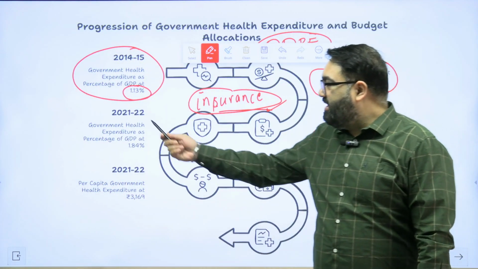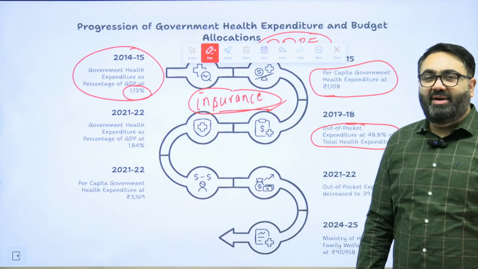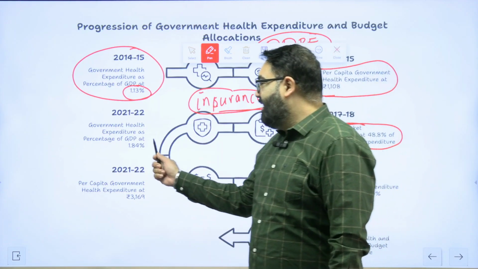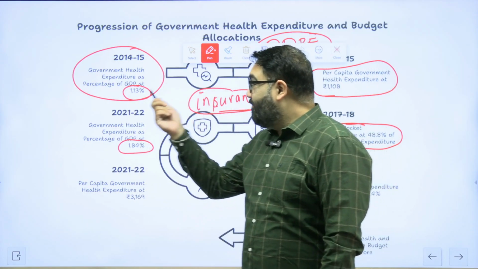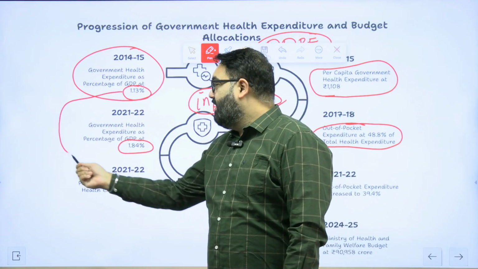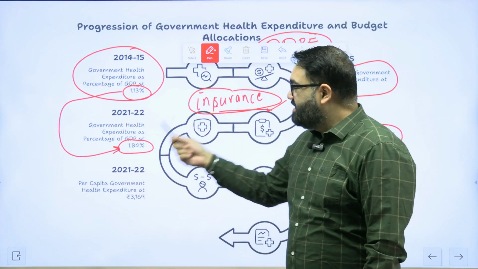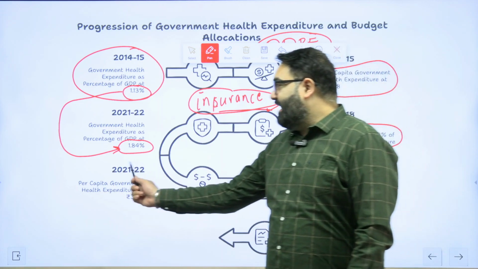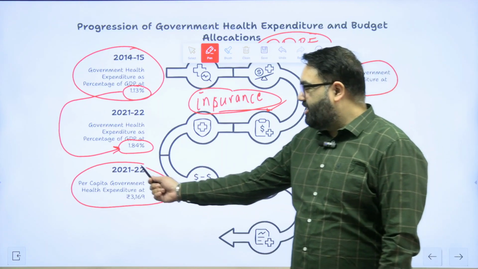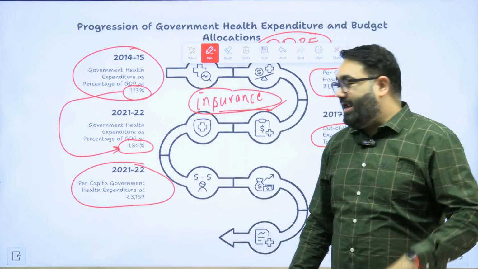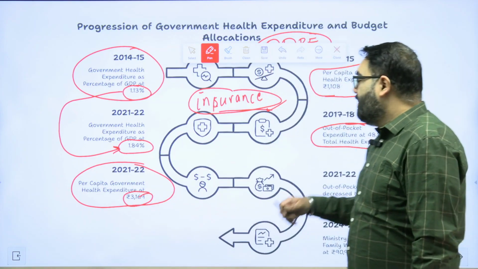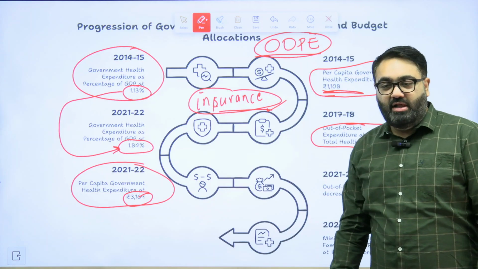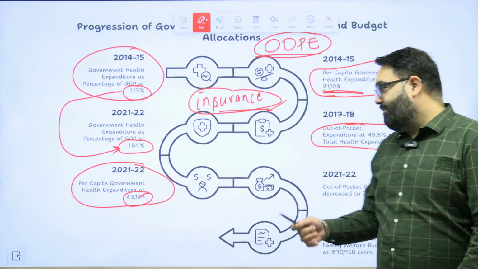Next, landmark 2021-22, where the government's total health expenditure increases. As a percentage of GDP, it becomes 1.84. Again, it was 1.13 in 2014-15. After 7 years, it increases to 1.84. So there is an increase. Per capita expenditure on health also increases. Per capita expenditure becomes 3,100, almost 3 times as compared to where it was in 2014-15. That is again a big jump, a significant jump, something positive.